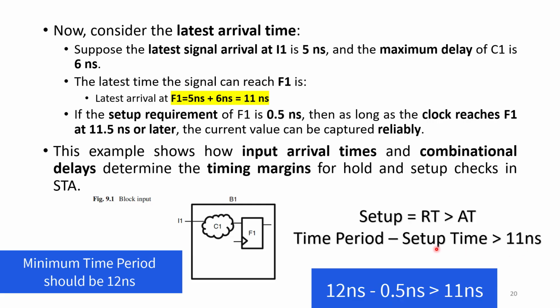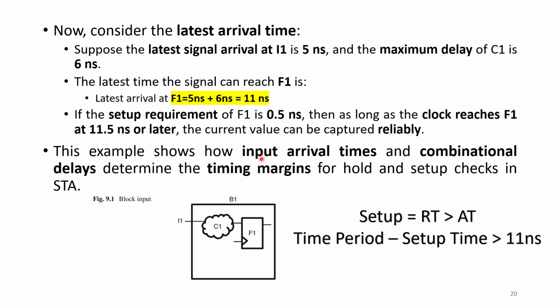So suppose you are taking a setup time of 0.5 nanoseconds, which I have mentioned here. If the setup requirement of F1 is 0.5 nanoseconds, then as long as the clock reaches F1 at 11.5 nanoseconds or later, the current value can be captured reliably. So here if you are taking a setup time of 0.5, obviously the time period should be 12 nanoseconds. Then only 12 nanoseconds minus 0.5 will be 11.5. Then only this condition will get satisfied. So here it will be 11.5 nanoseconds, which is greater than 11 nanoseconds. Then only we won't get any setup violation.